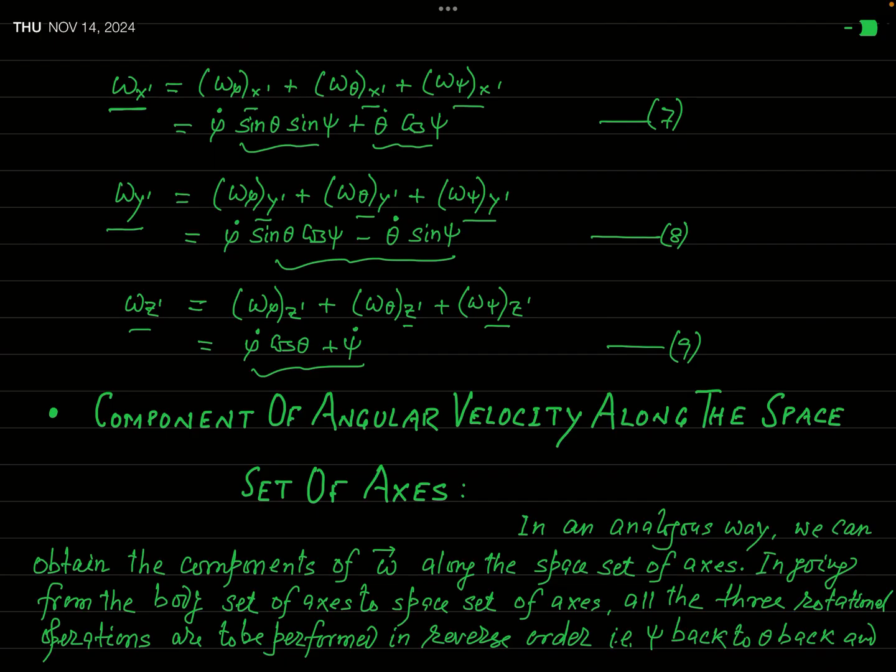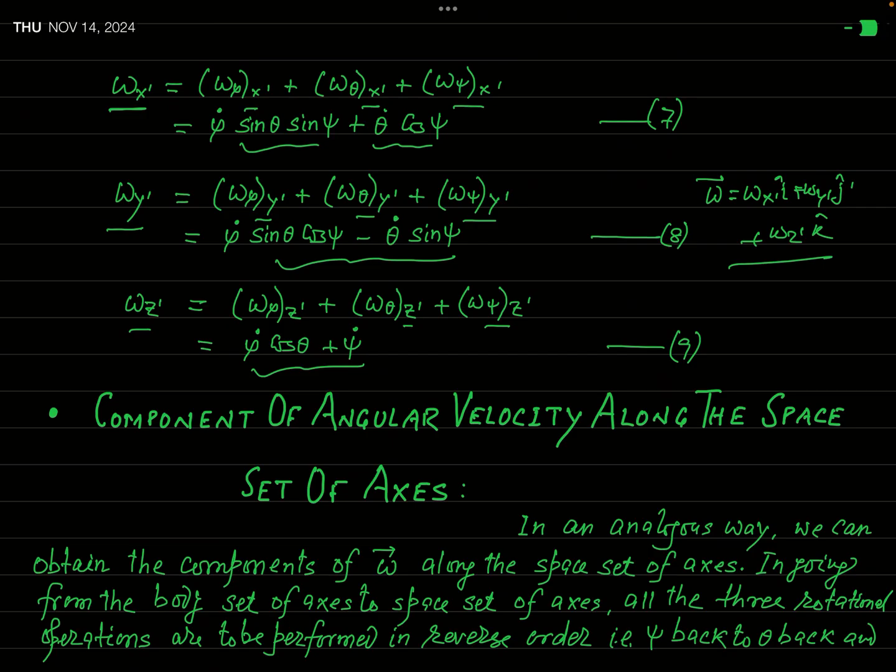So in this way we have obtained the x, y and z components of the resultant angular velocity omega, which is given as omega x dashed i dashed plus omega y dashed j dashed plus omega z dashed k dashed. We have obtained this, and as I told you in the beginning, these results are most important and most used in our physical problems in our forthcoming lectures.